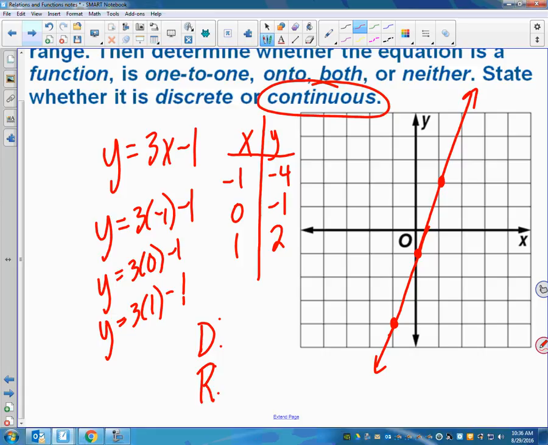What about listing a domain and range for an equation? Can we list all the x values that are on that graph? Is the domain just -1, 0, and 1? No, because this is also a point on the graph, and this is also a point on the graph. And if I kept going, this is also a point on the graph.